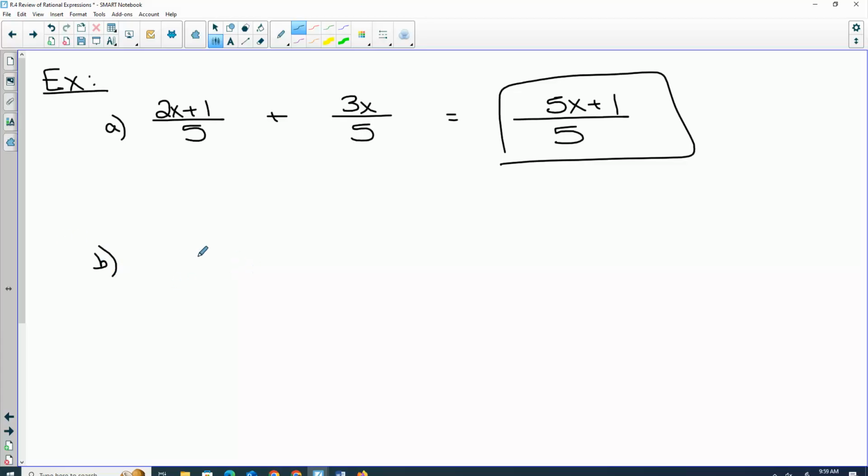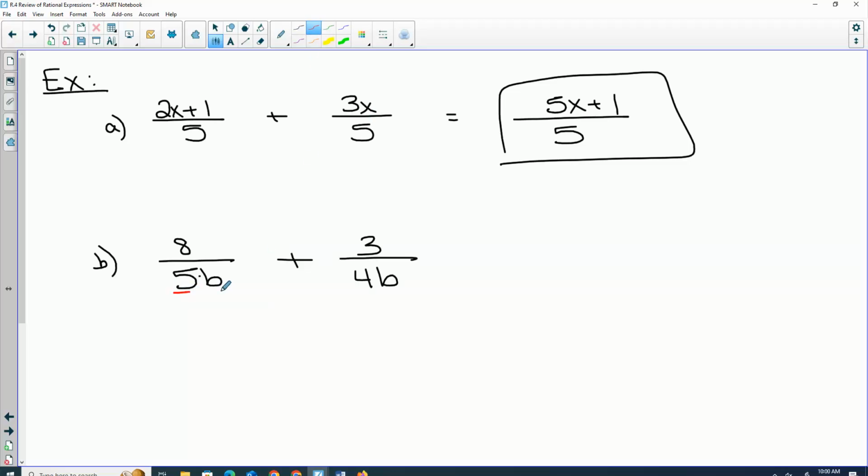What if I had said 8 over 5b plus 3 over 4b? Do we have the same denominator this time? We have to get a common denominator. Okay, so you're looking at the things being multiplied together. Both of them have a b, so we're good there.